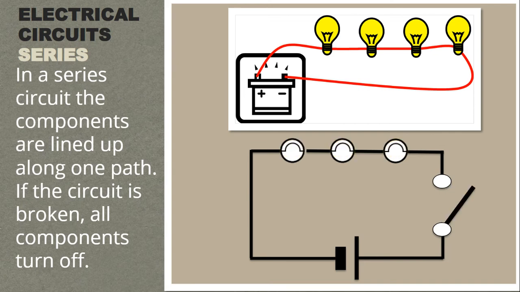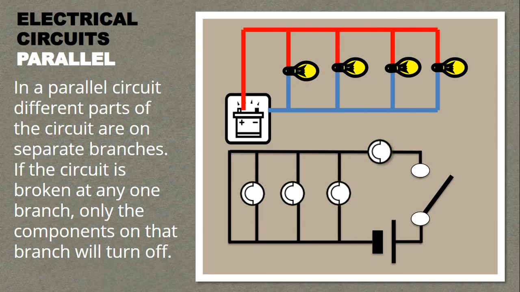Let's move on to parallel circuits. Right, so in a parallel circuit, different parts of the circuit are on separate branches. If the circuit is broken at any one branch, all the components on that branch will turn off. But all of the components which are not on that branch will stay on. This is why Christmas tree lights wired in parallel are better than Christmas tree lights wired in series, because if one light breaks, all the other lights still stay on.